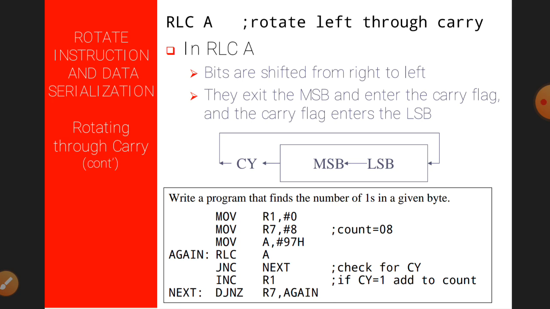Here we need to calculate how many ones there are in the given value. For that reason, we are first using the R1 register, which contains the value 0.